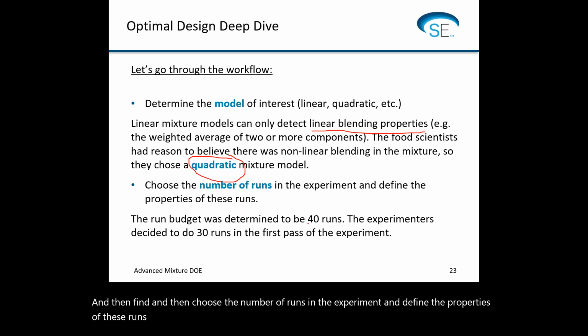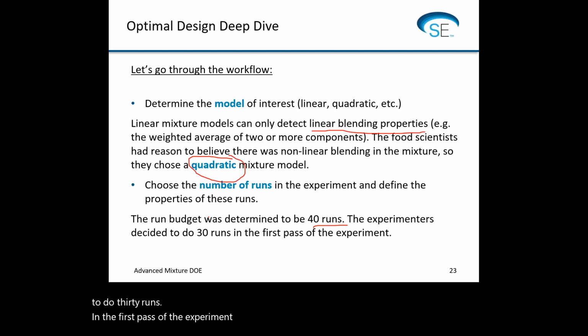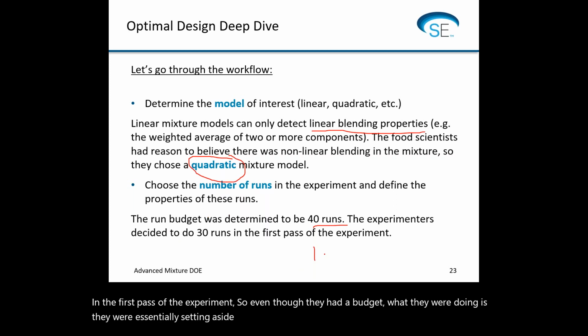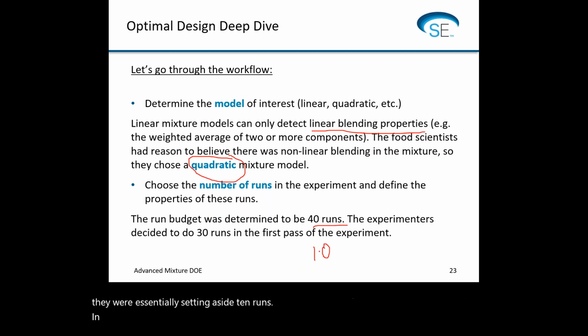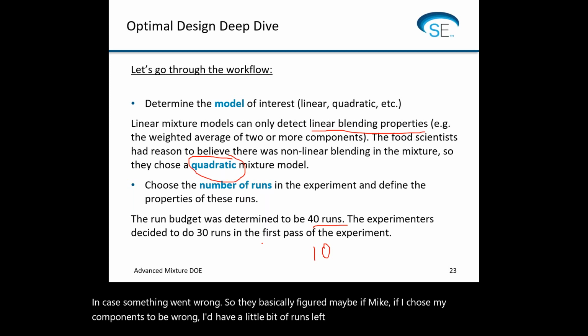So the run budget was determined to be 40 runs, and the experimenters decided to do 30 runs in the first pass of the experiment. Even though they had a budget, they were essentially setting aside 10 runs in case something went wrong. They figured, well, maybe if I chose my components wrong, I'd have a few runs left over later that I can use to patch things up.